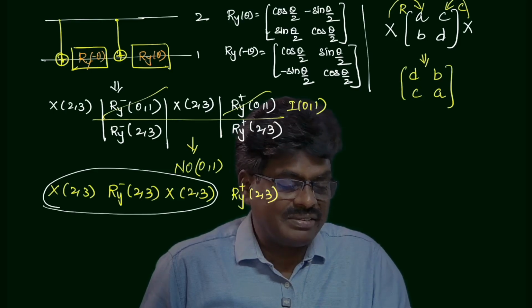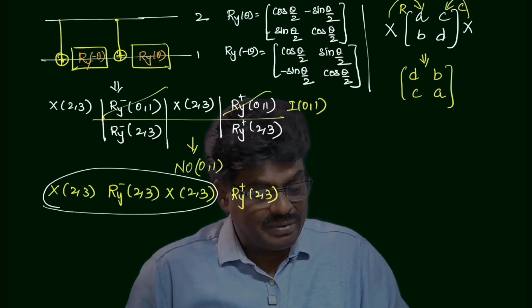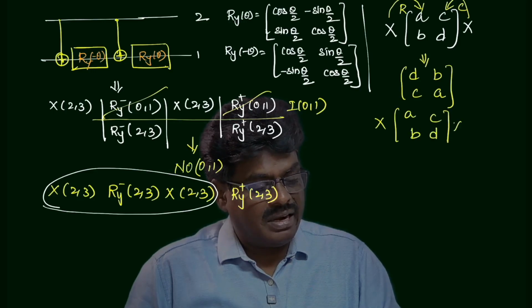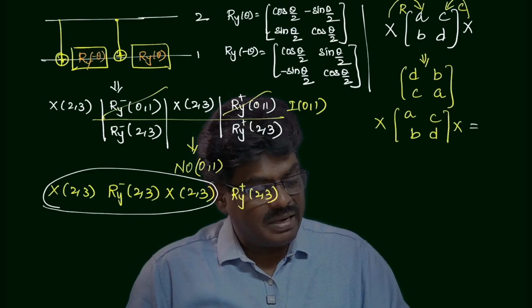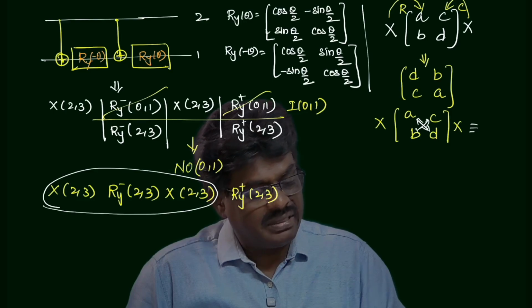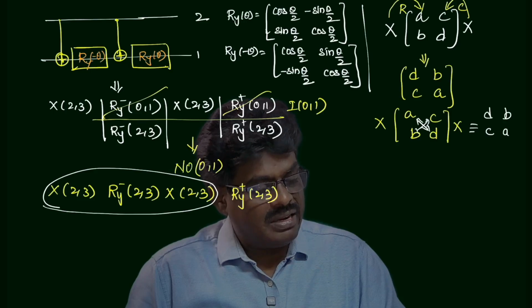You please check. So finally what I want to say is, whenever you have X and a matrix A, B, C, D and X, this is nothing but just interchanging A with D and B with C. That means D, C, B and A.